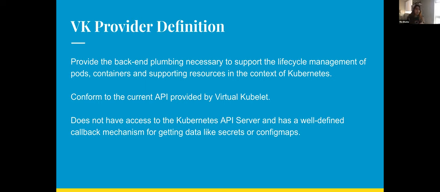So that's why it's hard when we talk about the virtual kubelet project in general. We've enabled a couple things and it's up to the providers to go further, like enable networking, enable volume support, and things like that. So this is our definition for them. It's to provide the backend plumbing necessary to support the lifecycle management of pods, containers, and supporting resources in the context of Kubernetes. They must conform to the current API of a virtual kubelet. And they must write their provider in a way that it doesn't have access to the API server, and there's a well-defined callback mechanism for getting data back, like secrets and config maps.